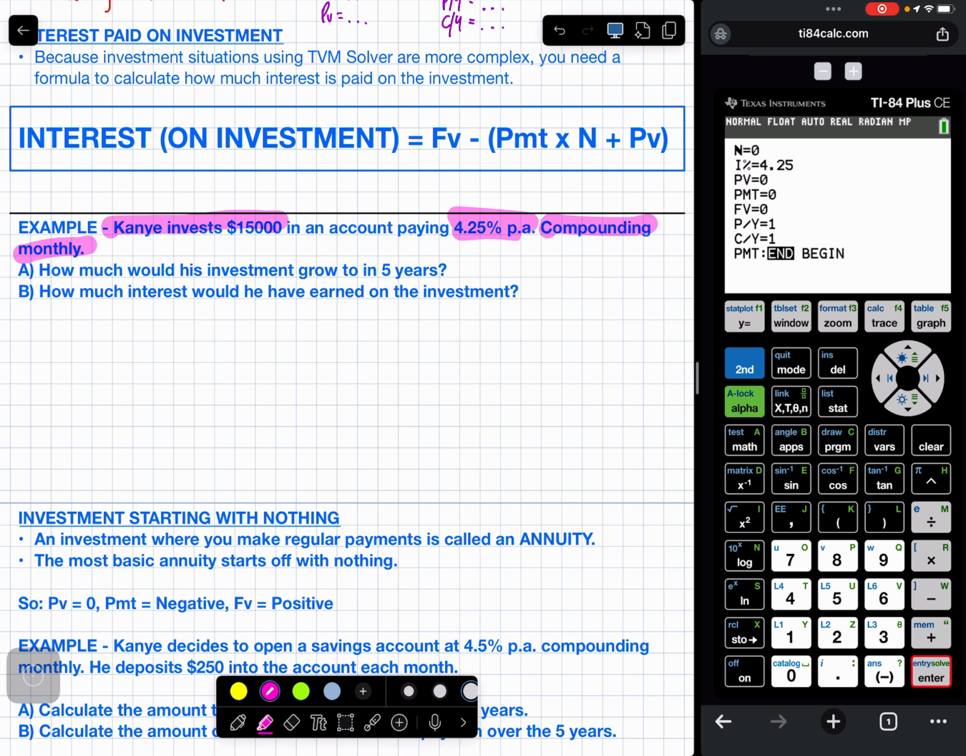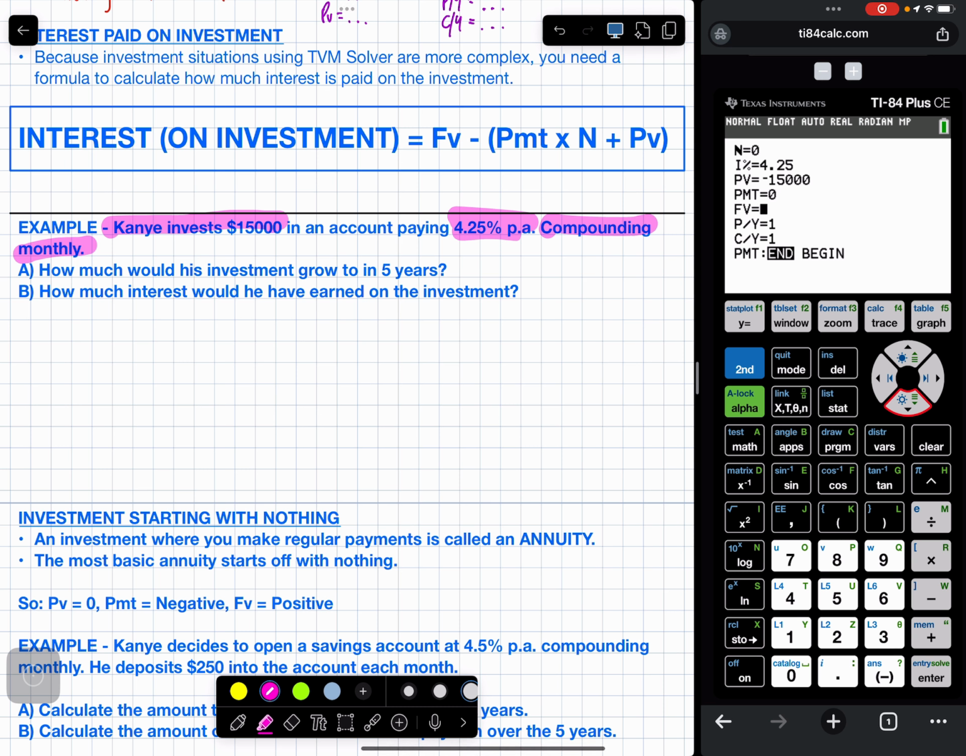PV is the principal. How much did Kanye invest in the account? 15,000. He had 15 grand, and he put it in the bank. So what sign would it be? Positive or negative? Negative, because it went from him into the bank. So how do I make that negative? I press the negative in the brackets and 15,000. Does it say anything about Kanye putting money regularly into the account? It just says he put 15 grand in there and left it alone. So PMT is nothing.